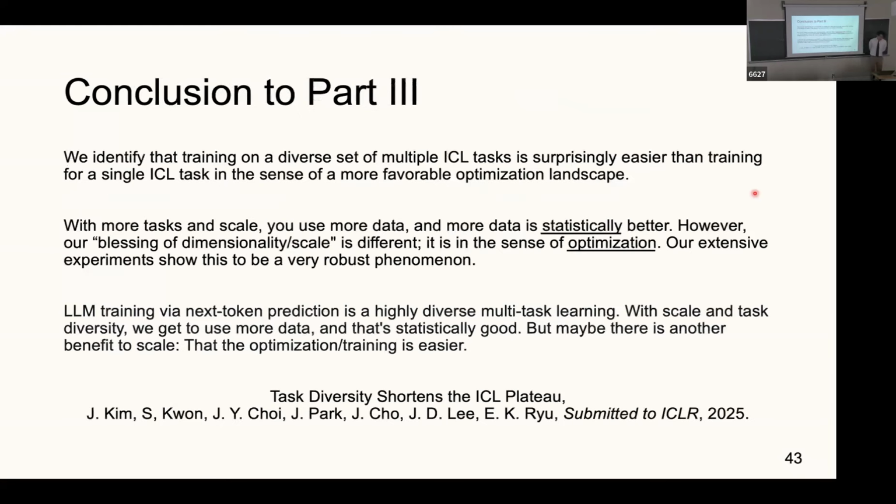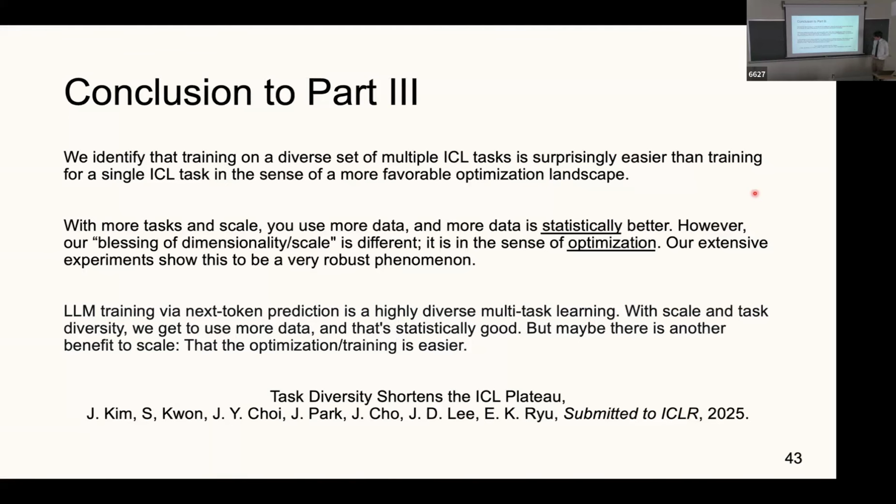Okay, so let me conclude part 3 and also this talk. In this paper, we identify that training on a diverse set of ICL tasks is actually surprisingly easier than training on a single one, in the sense that you get a more favorable optimization landscape. Let me now distinguish the observation from things that we've seen in prior work.